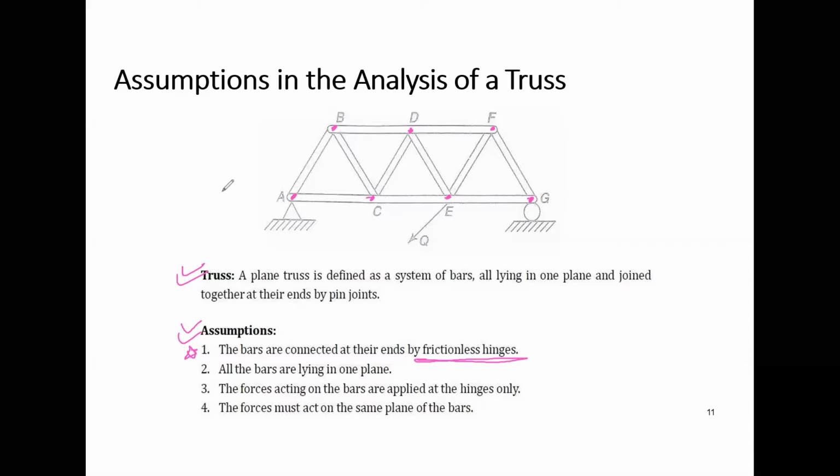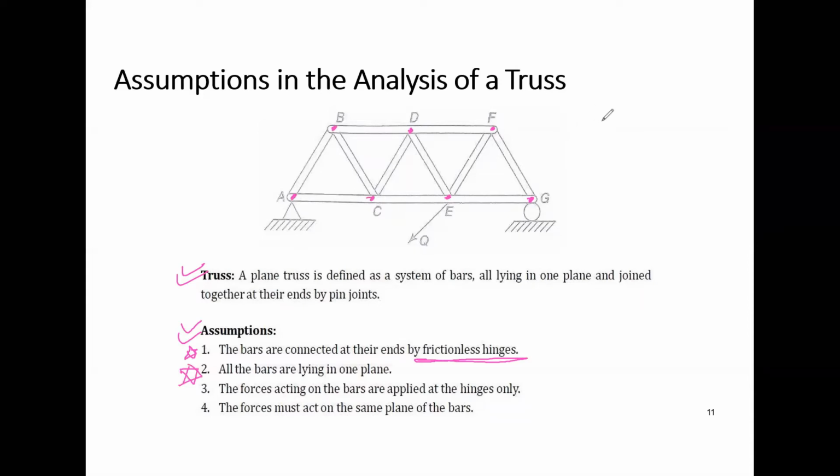In order to apply these two methods, your truss should be made of members and frictionless hinges. All the bars should lie in one plane. That means these two methods are valid for planar truss only. Planar truss. Okay.